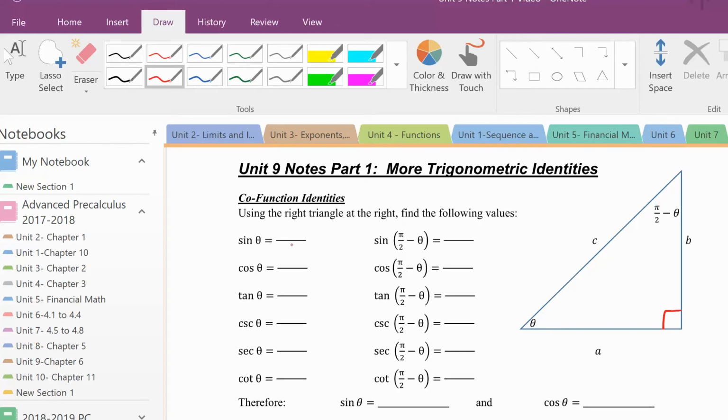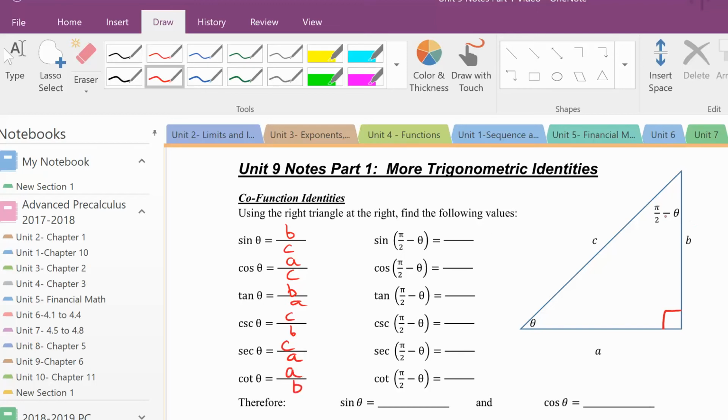The sine of the angle would be b over c. The cosine of the angle would be a over c. The tangent would be b over a. Cosecant would be c over b. Secant would be c over a. And cotangent would be a over b.